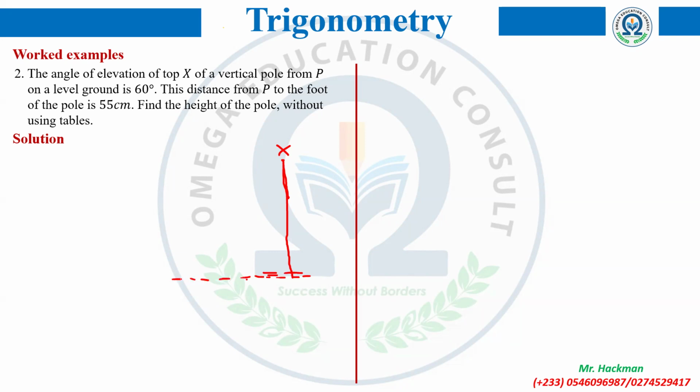Okay, I'm using the broken lines to bring out this picture. However, I am told that the point P is on the same level ground. So it means my point P is supposed to be on this horizontal line. Is that clear? It cannot be anywhere apart from the horizontal ground because it's on the same level ground.